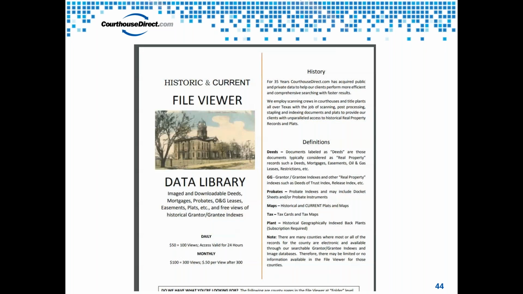And then we also, within these records, have probates, and then maps, and then tax. We have some tax maps and tax cards. That's kind of like Jefferson County, Tarrant County. Those are really helpful. And then we also have the historical title plants, where we've gone in and scanned these title plants in different counties with the agents that are local to the area.